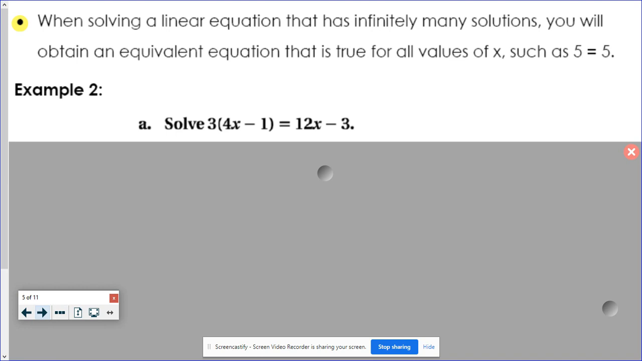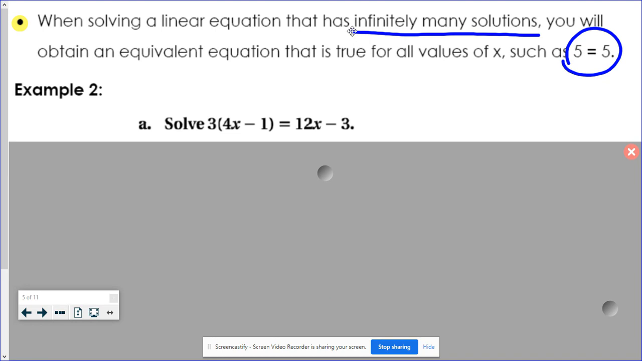Now we're going to look at some of those problems where we'll get infinitely many solutions. So these are the ones that have a true statement when we finish it up. So like 5 equals 5. And we'll take a look at how that plays out.